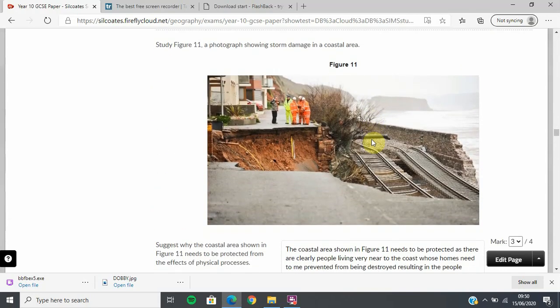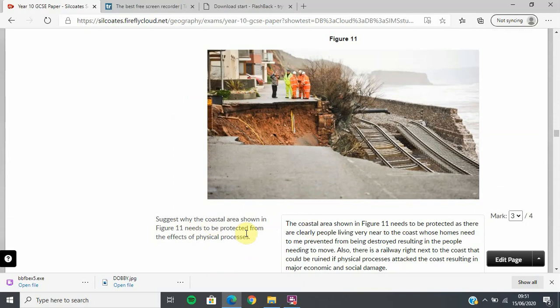Okay, on to this question here, which says study figure 11, photographs showing storm damage in a coastal area. And the question asks, suggest why the coastal area shown in figure 11 needs to be protected from the effect of physical processes. So there's a couple of things to identify here. Number one, it's right by the coast, and has been in the past or has been recently affected by coastal erosion, by waves, hasn't it? So that's the first thing: it's an area at risk. The next thing is to talk about, well, why do we need to protect this area at risk?